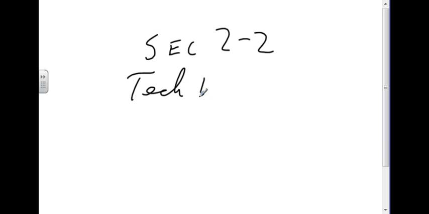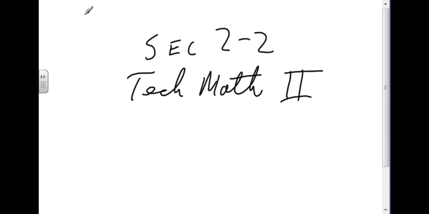Today we're doing section 2-2 of Tech Math 2, and it has to do with triangles. So if I take straight segments of lines and I form them somehow, I can do many things with them.